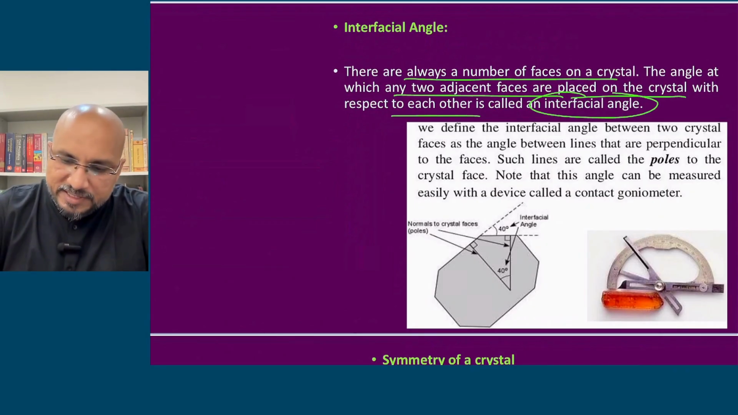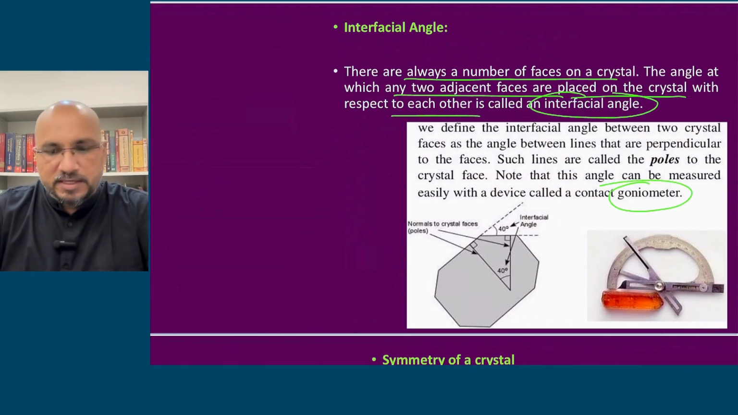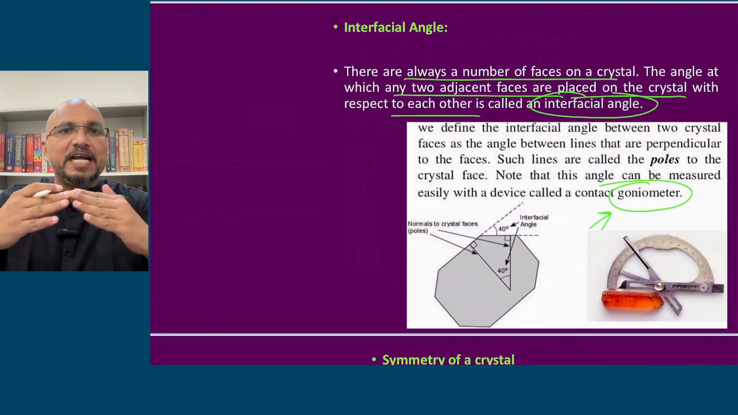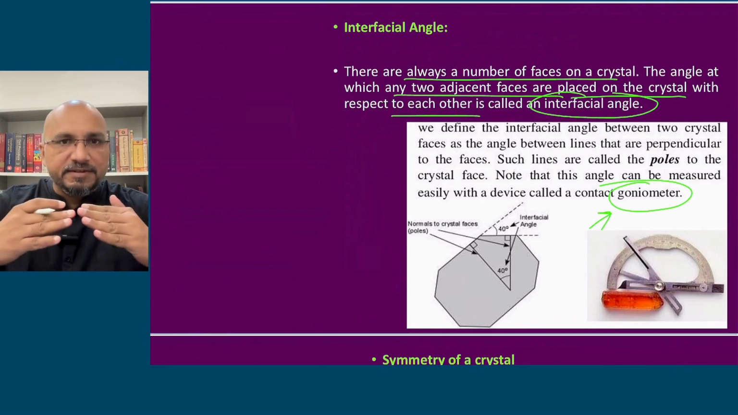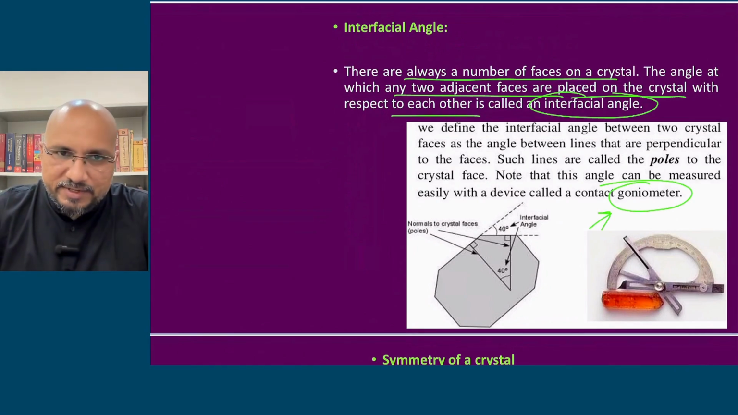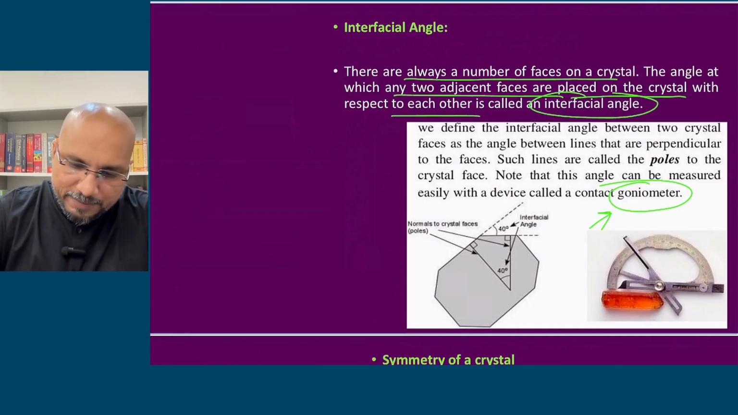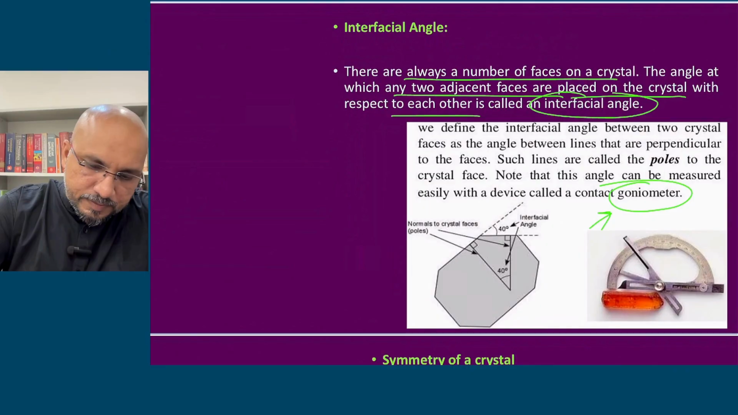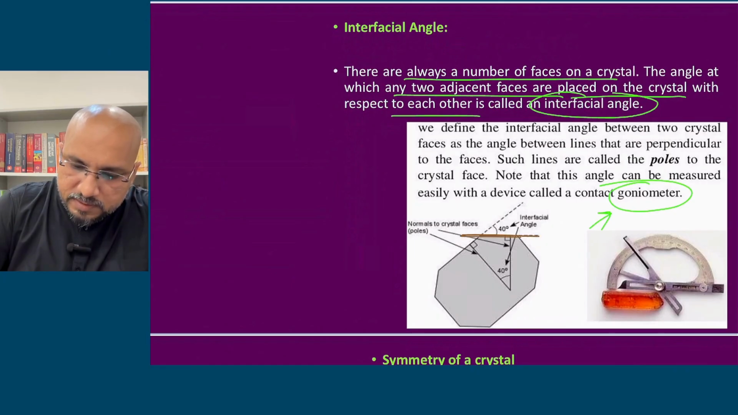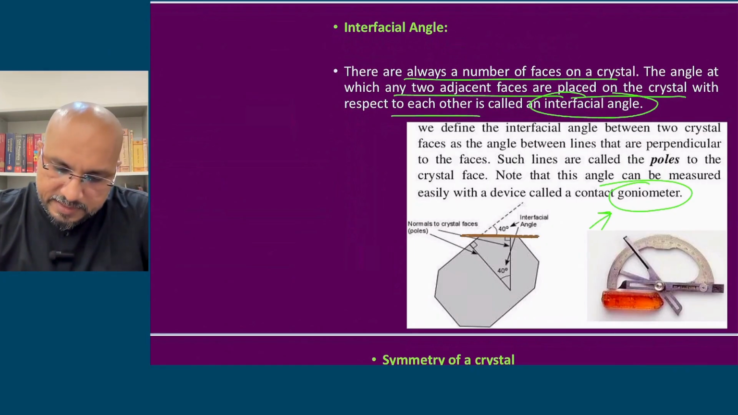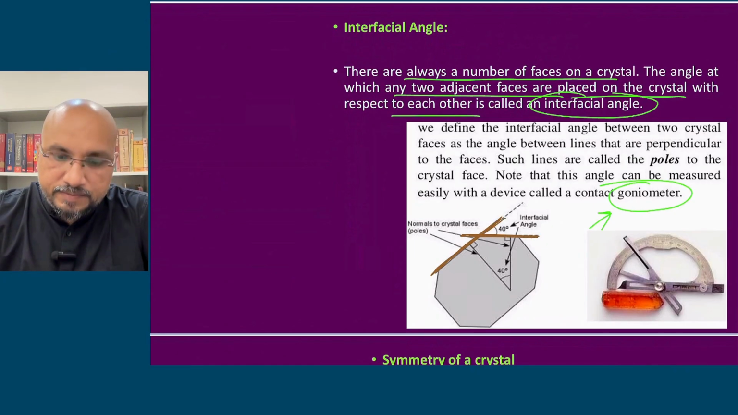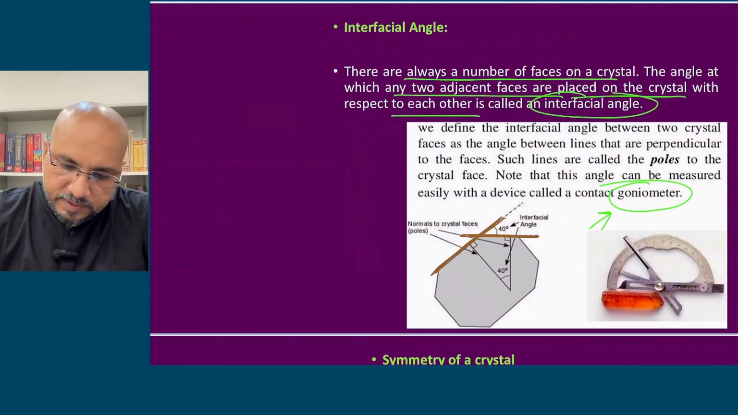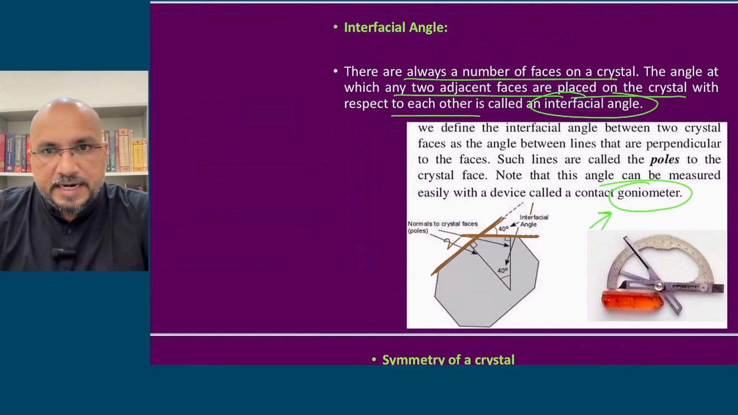To measure the interfacial angle we have a goniometer. So the instrument that is used to measure the interfacial angle, or the angle between two adjacent faces, is called a goniometer. For example, here in the diagram we have a crystal, and here there are two faces. This is one face, and this is the second face.